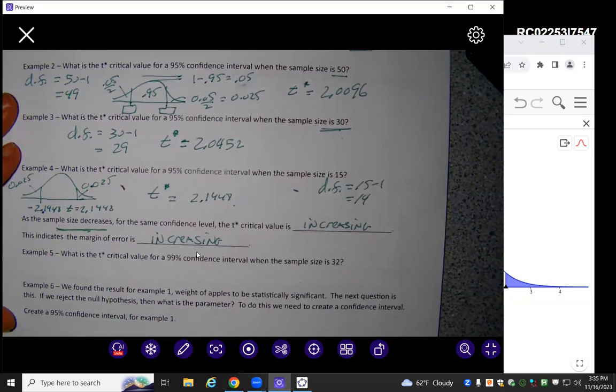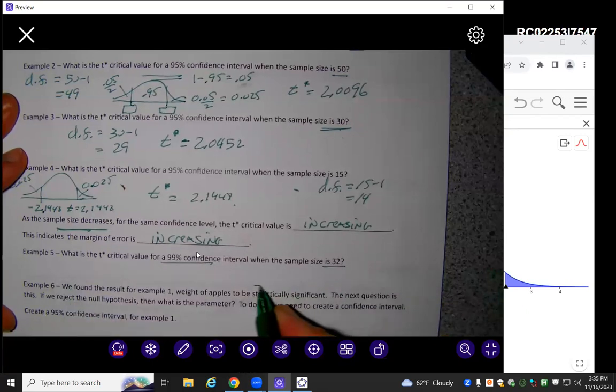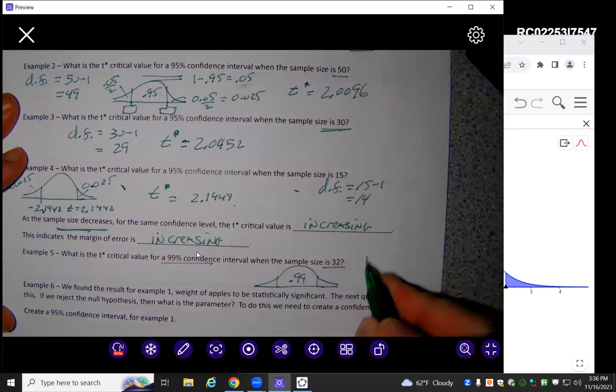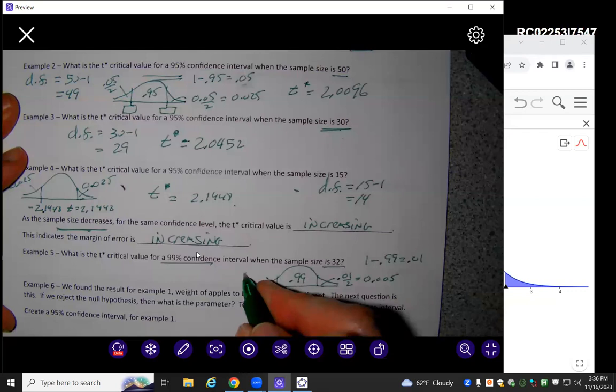Okay. So what is the t critical value for a 99% confidence interval, just to change it, when the sample size is 32? Again, just so we have a good visual of this, I'm going to draw my picture. Notice I'm going to draw the same thing no matter what. I'm not drawing to proportion. So it's 0.99. So 1 minus 0.99 is 0.01, and 0.01 divided by 2 is 0.005. So this one's 0.005. Add them all up and you get 1.